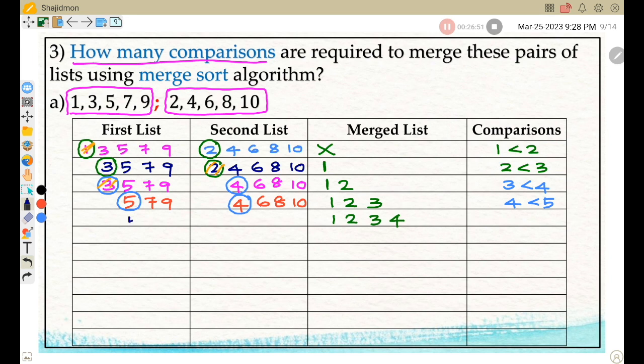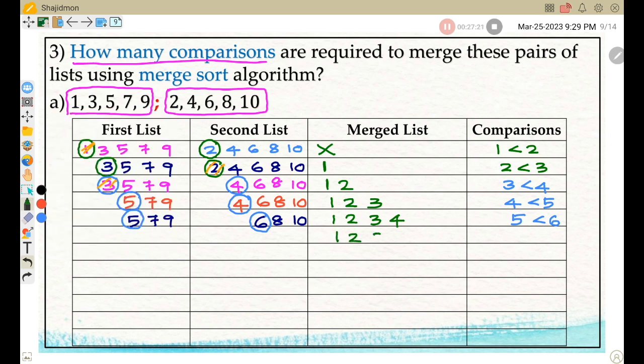Numbers are 5, 7 and 9. Here 4 already done. So we can write 6 and 8, 10. Correct. 4 already done here. 6, 8 done. Now again we are going to compare the first number here, 5 and 6. So comparison, 5 less than 6. So what number will come to the list now?